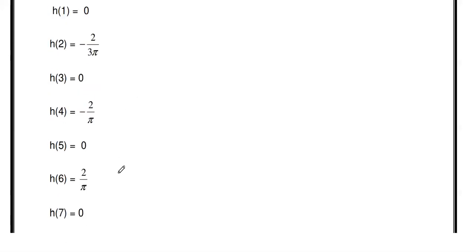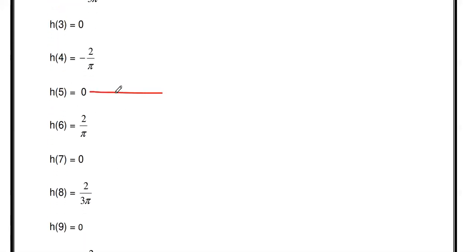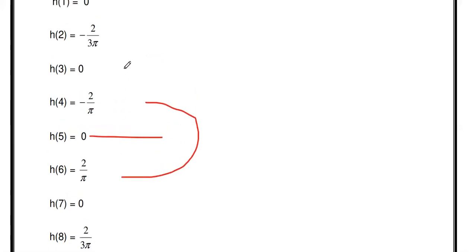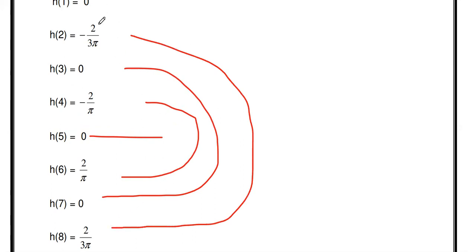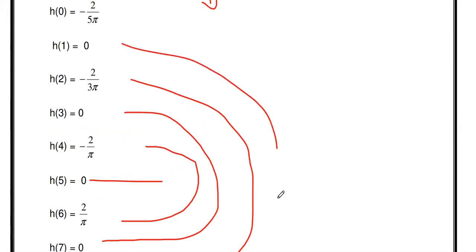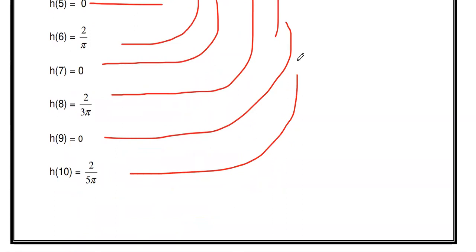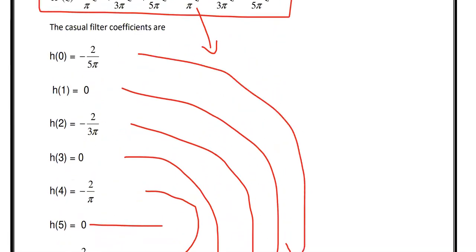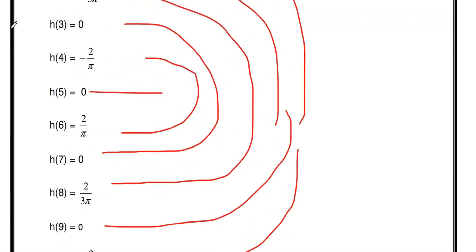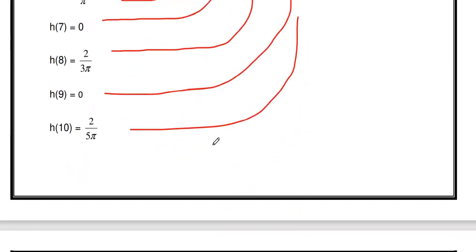Okay, so from this you see, if h of 5 is the center, these two values, h of 4 and h of 6, are anti-symmetric. That is, the value is the same, 2 by pi, 2 by pi, but here minus, here plus. Similarly, h of 3 and h of 7 are equal. H of 2 and h of 8, okay, anti-symmetrical, 2 by 3 pi and minus 2 by 3 pi. Then h of 1 and h of 9, okay, anti-symmetrical. Then finally h of 10 and the first one, h of 0, are anti-symmetrical. Okay, so these are the filter coefficients. So we designed the ideal Hilbert transformer using a rectangular window.